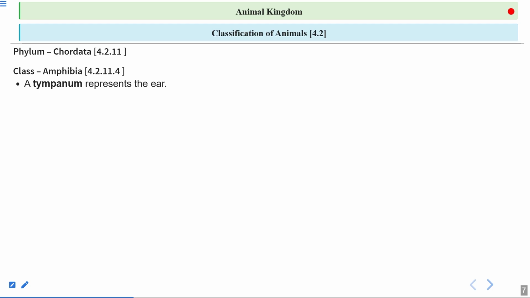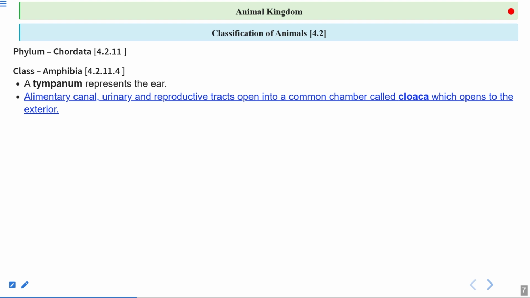So another name for the tympanum is the eardrum, right? It is also called the tympanic membrane. So whether it is written tympanum or tympanic membrane, it is the same thing. And commonly it is called the eardrum, right? So whatever sound waves are coming, they get captured by this tympanum only. They do not have an external ear or pinna like humans have. So this is also one of the unique features of amphibians.